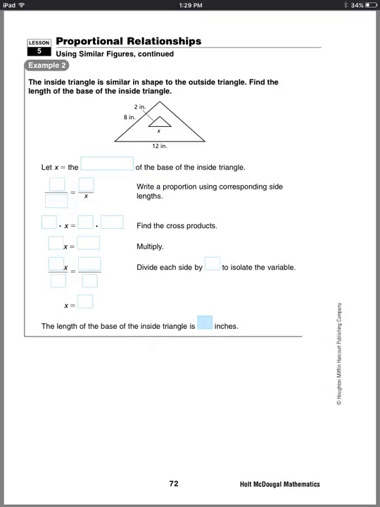The inside triangle is similar in shape to the outside triangle. Find the length of the base of the inside triangle. So let's look at this. We're going to let x equal the length of the inside triangle. It already does. Okay, we already know the length is the base.